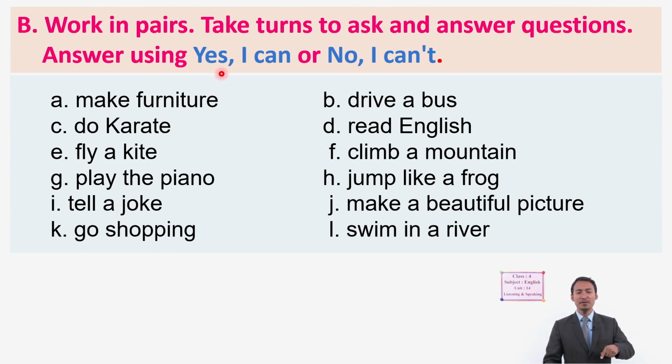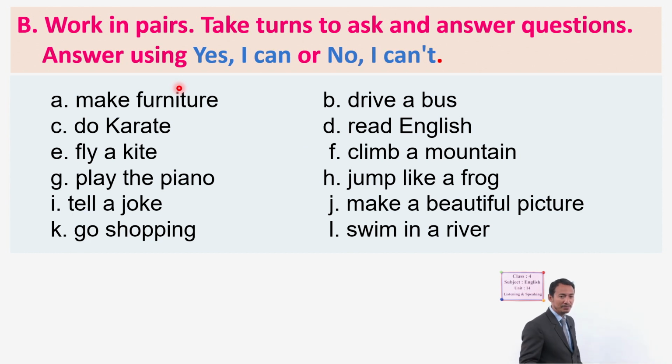You have to work in pairs, with one friend, and then keep on asking, can you make furniture? He or she will say yes or no. Can you do karate? Can you fly a kite? Can you play the piano? And once your friend finishes answering, then your friend is going to ask you. So that is taking turns. Okay, students, so I'll give you some more examples.